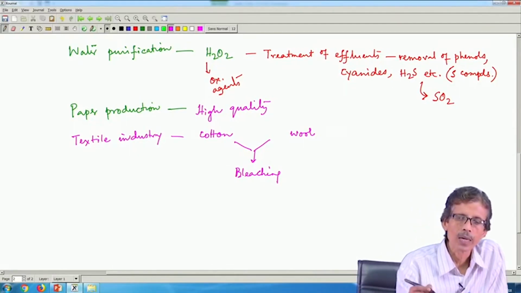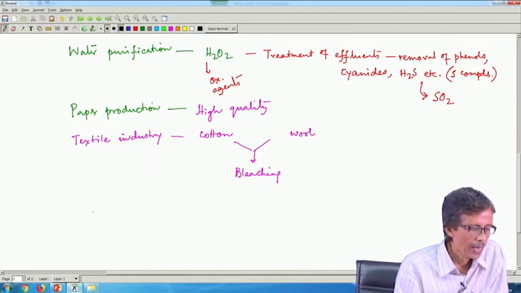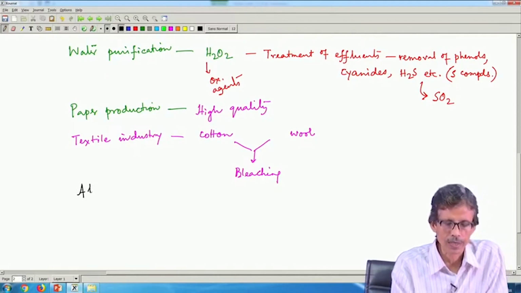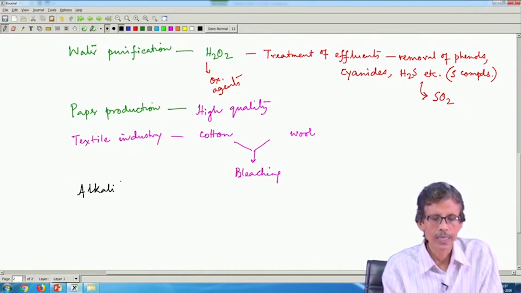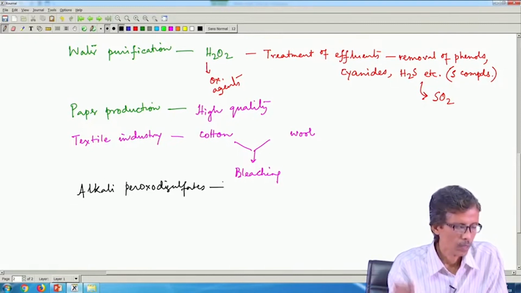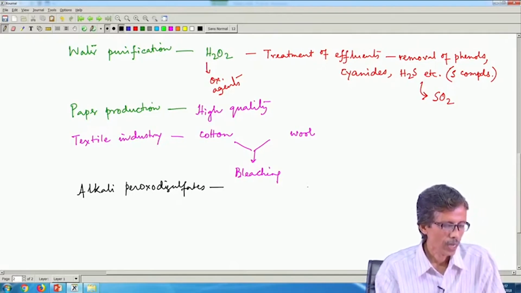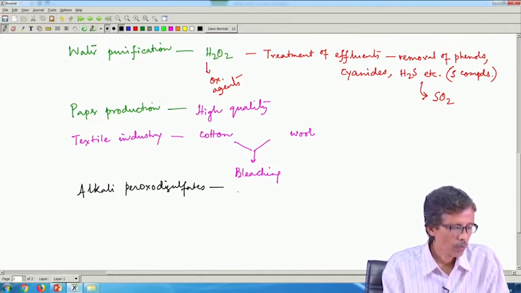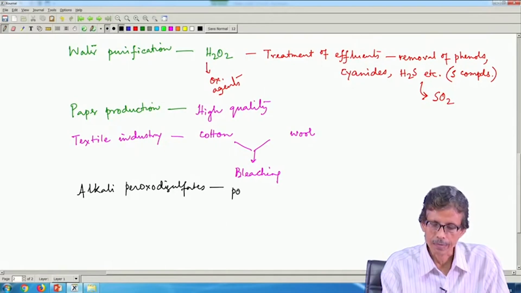Now, we will see how we can use the typical alkali peroxo disulfates. So, just now we have seen the preparation of these alkali peroxo disulfates. These alkali peroxo disulfates are used in making all the different types of reactions, particularly they are used as polymerization initiators.